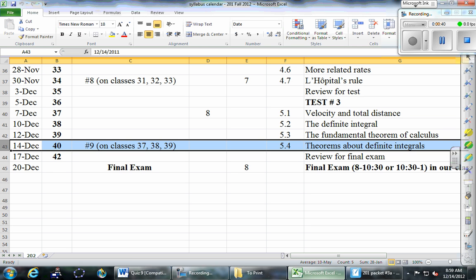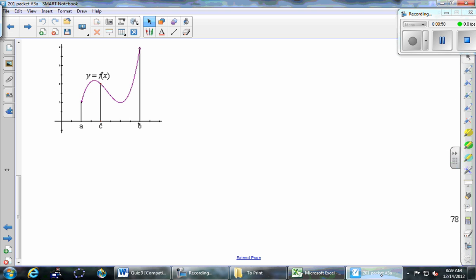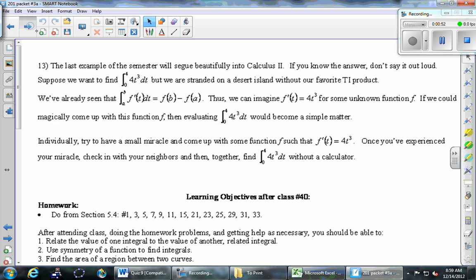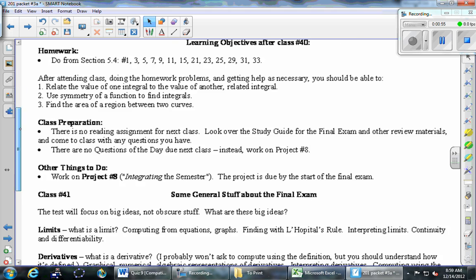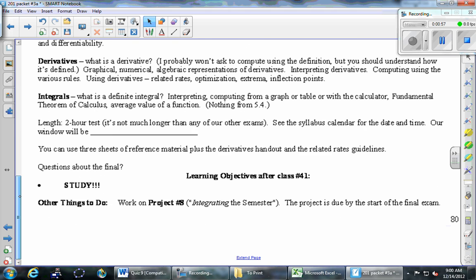Tiffany? I hope so. Let's see. So could somebody help us out and find the study guide for the final exam? Where is that? Well, maybe it's just here. On the very last page of the packet, it says 3 sheets of reference materials. So maybe the 3 sheets you've already made for the first 3 tests. There was a derivatives handout with all the derivative rules on it, and then the related rates guideline, the worked out example. Good.